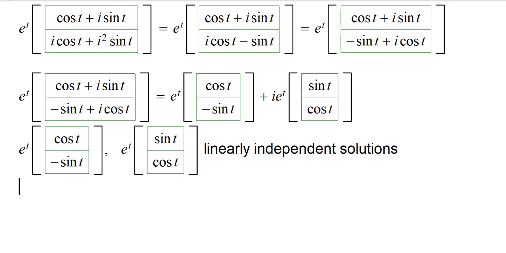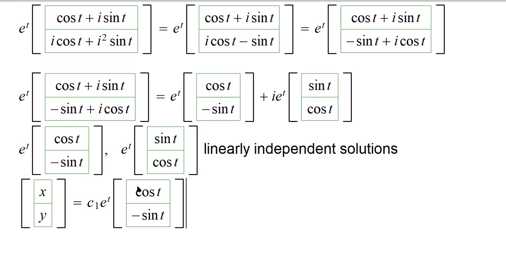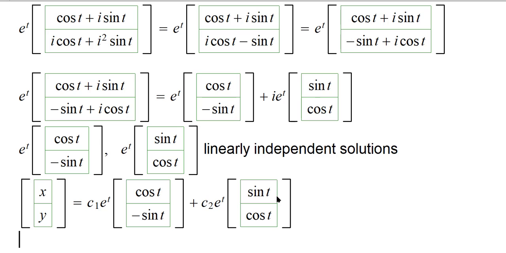So we can write the final solution as x, y equals c sub 1 times the first vector, then plus c sub 2 times e to the t, and then the other vector.